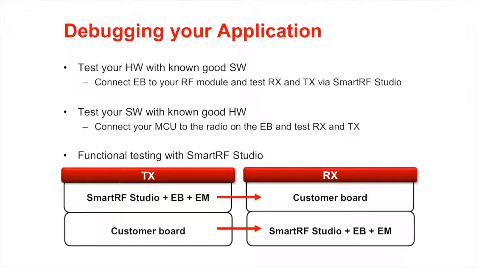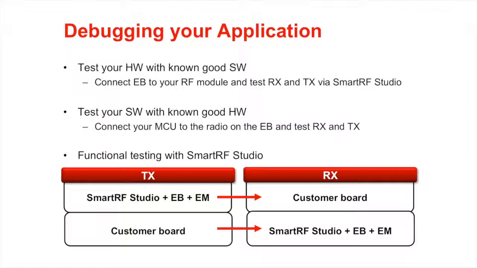Before you set up an RF link, you need to test receive and transmit performance separately. To test the hardware with known good software, connect the SmartRF evaluation board to the radio on the prototype board and disable the MCU. With this setup, SmartRF Studio can be used to perform hardware testing, and no software bugs will affect the result. To test the software with known good hardware, the control lines from the MCU should be connected to an evaluation module.